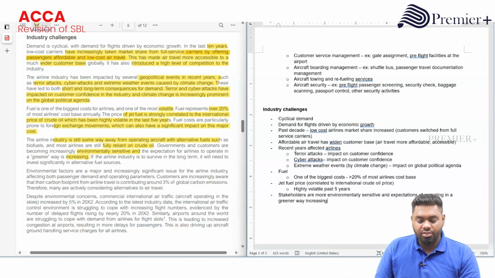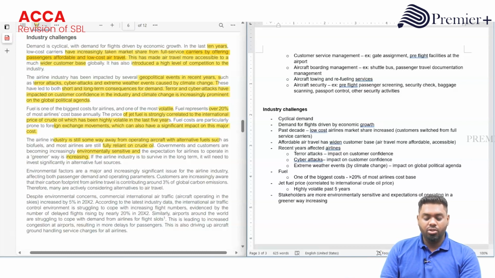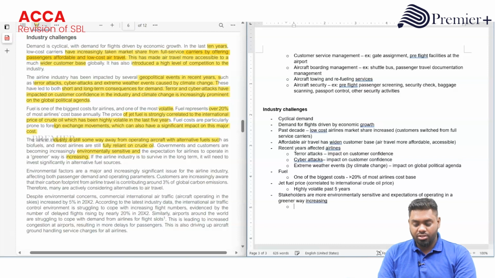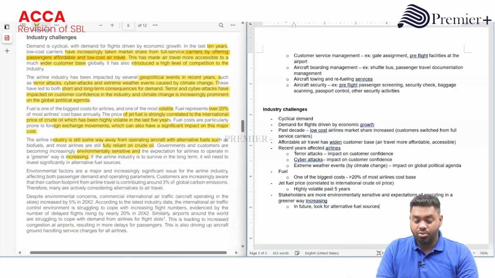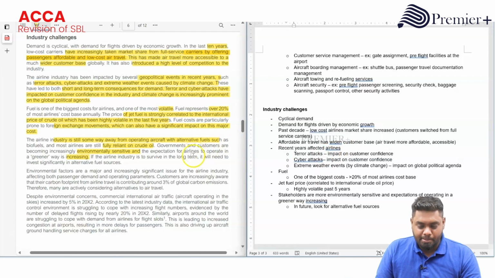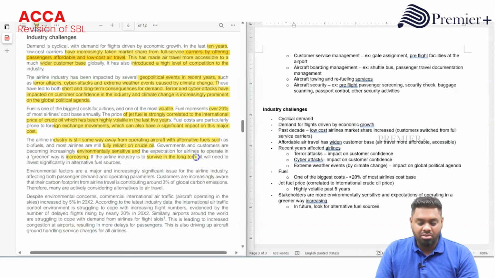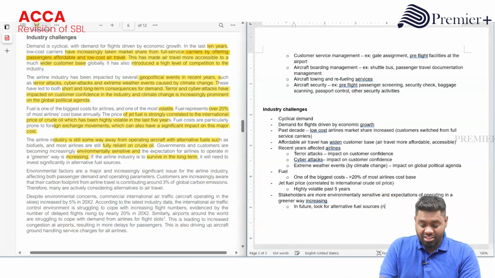If the airline industry is to survive in the long term, it will need to invest significantly in alternative fuel sources. So in the future, look for alternative fuel sources to avoid destruction. Yes, if they want to survive in the long term, to avoid being divested, they will need to invest significantly in alternative fuel sources. So this needs high investment.